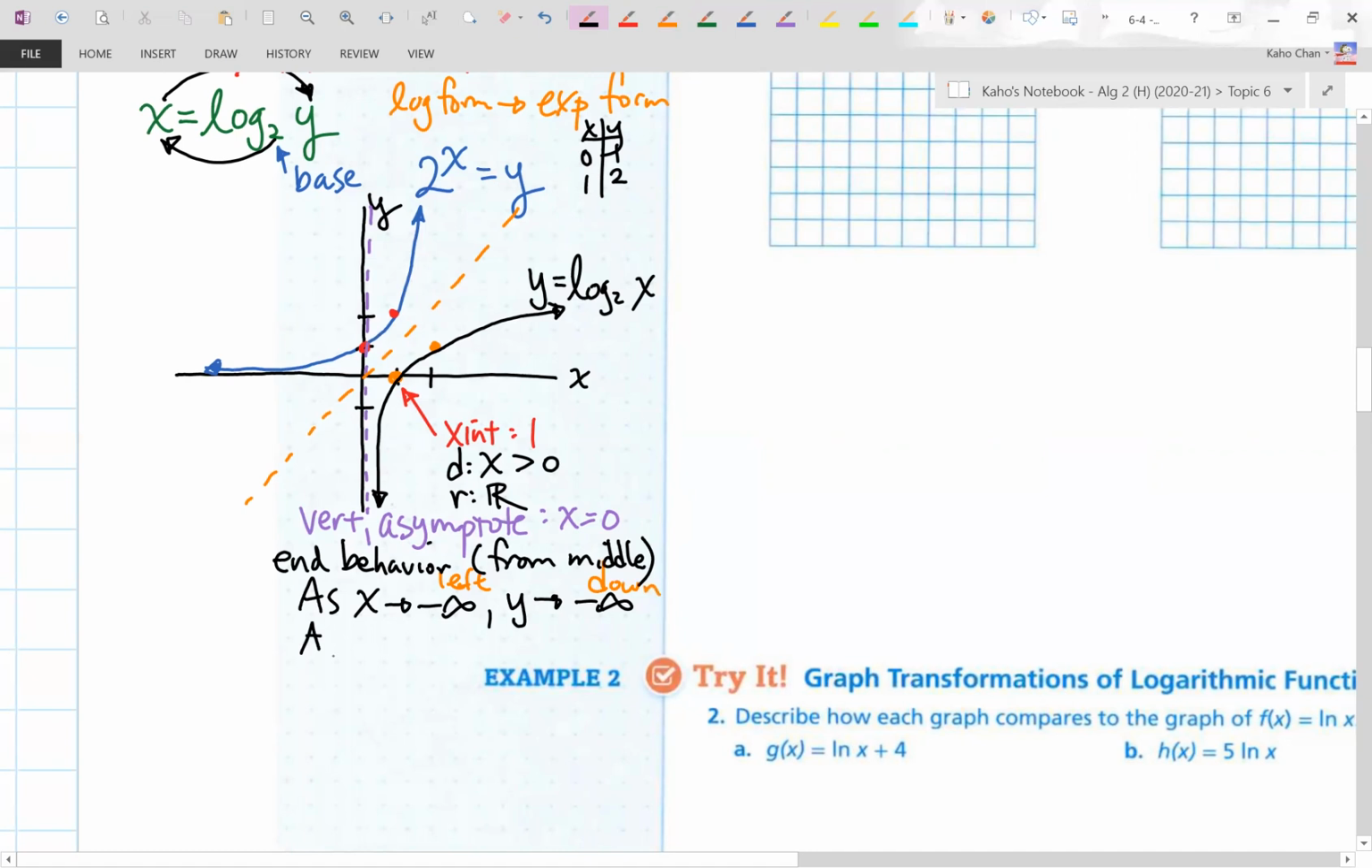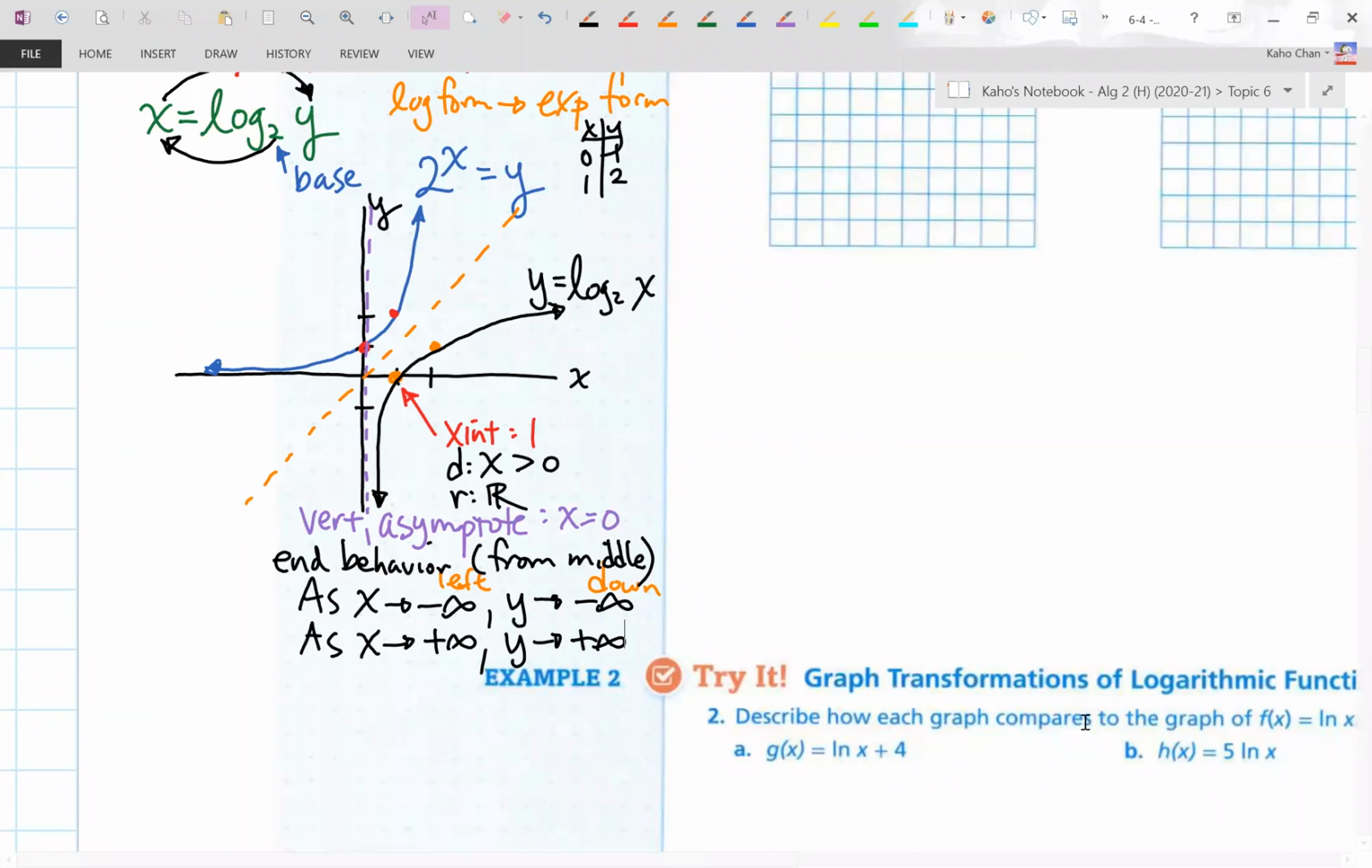How about to the right? As x goes to the right, positive infinity, it doesn't look like it's going up, but it is definitely still going up. Looks like it's slowing down, but it's not. It's still going up forever. So that's going to be positive infinity. Okay? Great. How are we doing out there?